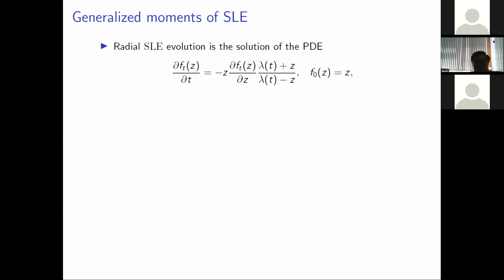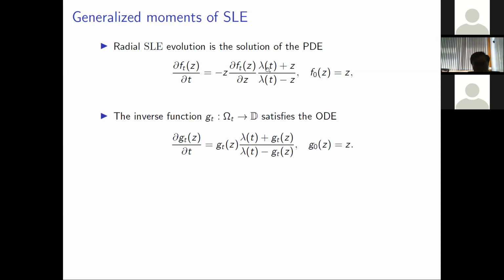Well, we are studying whole-plane SLE, but there is a relation between whole-plane and the radial SLE, which is useful for analysis. So I just recall that the radial SLE evolution is just the solution of the Loewner equation, with the driving function being Brownian motion on the unit circle.